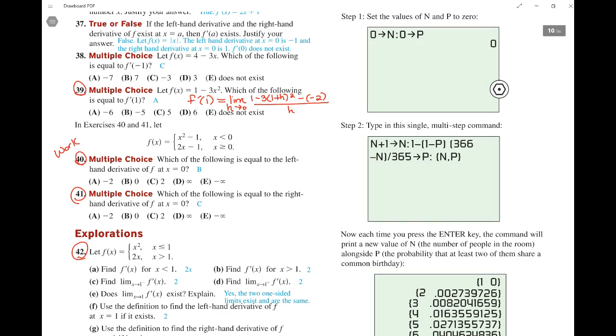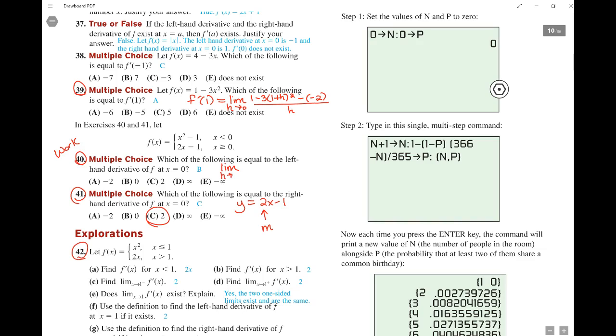I'm going to talk to this side. Okay, so what's the slope of y equals 2x minus 1? 2. So I don't need to have any work for that one. Because from the right, we're looking at y equals 2x minus 1. Right there is m. And again, when I say right-hand derivative, I'm talking about the slope from the right-hand side. Now, the left is x squared minus 1. So that takes a little bit of algebra when you do the limit.